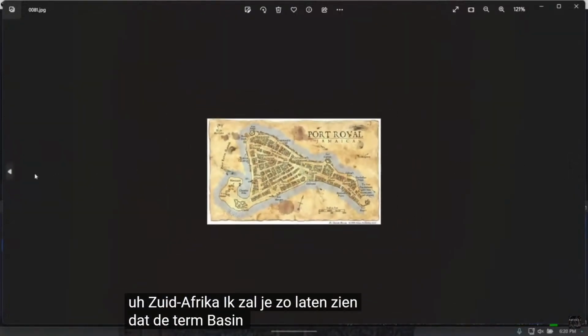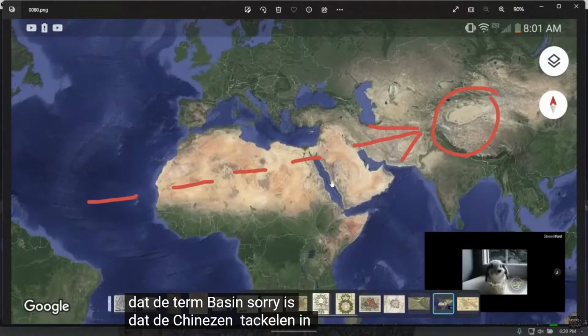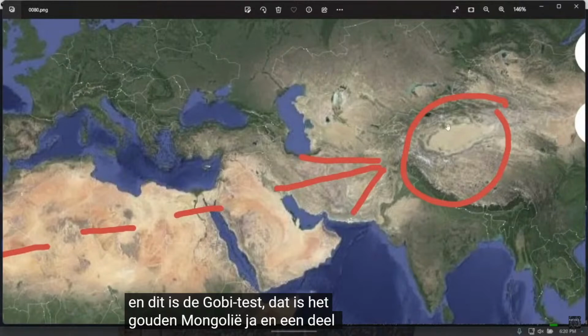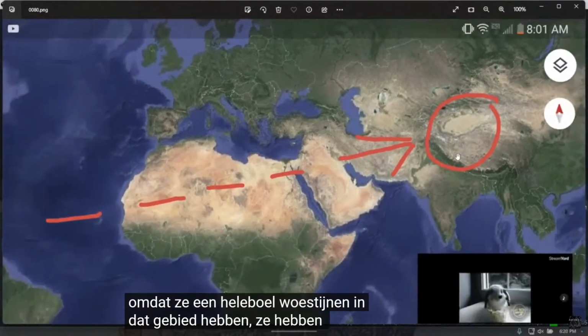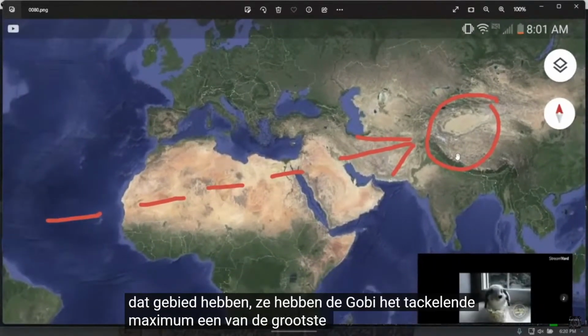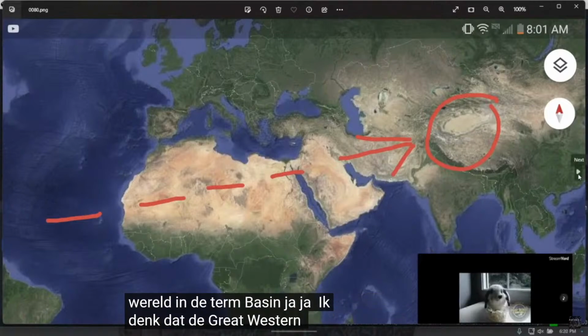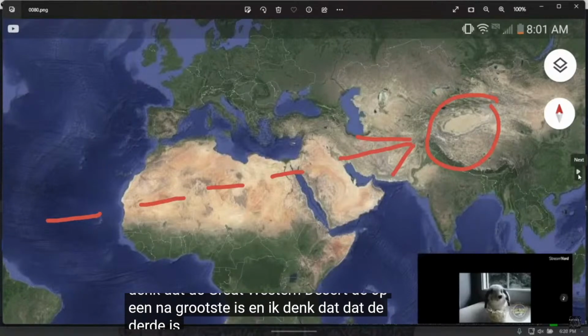Is that the Tarim Basin? Sorry? Is that the Chinese Taklamakan Desert? This is the Gobi Desert. That's the Gobi? In Mongolia, okay. Right. And some of it, because they've got a bunch of deserts in that area. They've got the Gobi, the Taklamakan, one of the biggest deserts in the world, and the Tarim Basin. Yeah, I think the Great Western Desert is the second biggest, and I think that's the third.